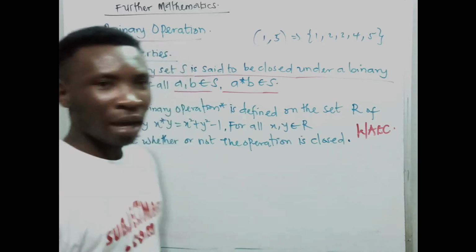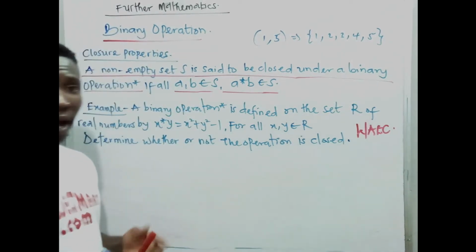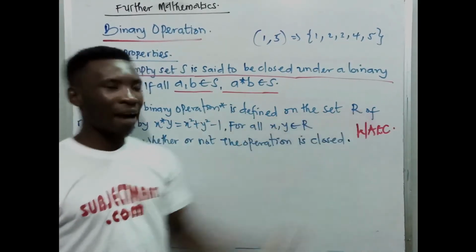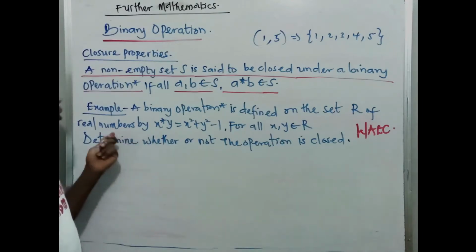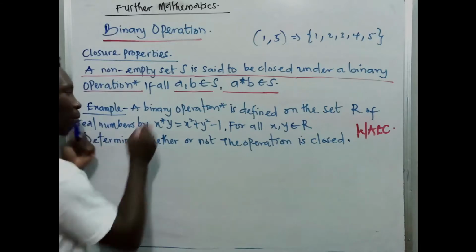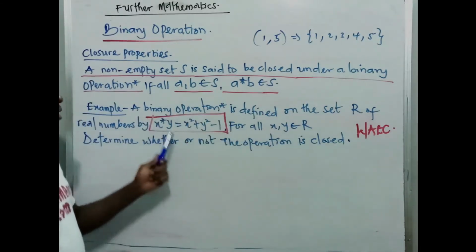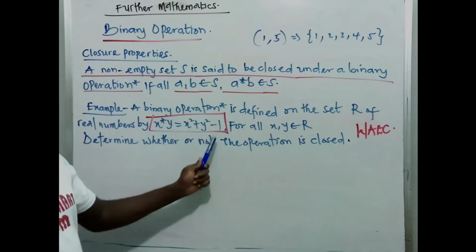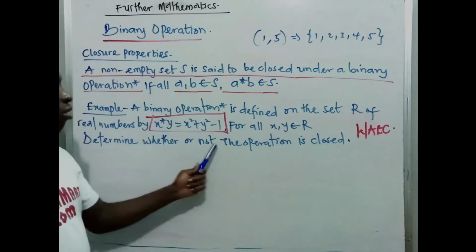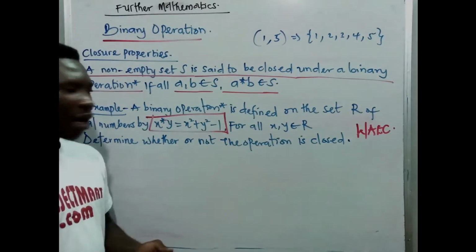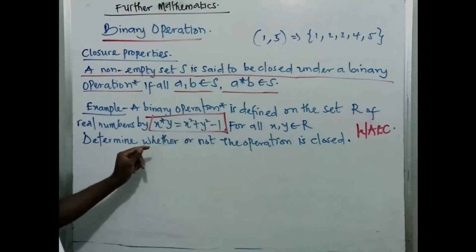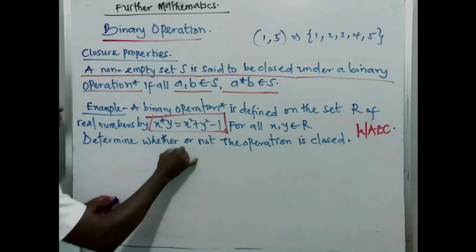Now, from there, I have a straight question from my work, which says a binary operation asterisk is defined on the set R of real numbers by x asterisk y. Now, this is very important. Define x asterisk y equals x squared plus y squared minus 1 for all x, y in R. Determine whether or not the operation asterisk is closed. Now, let us determine whether it is closed.